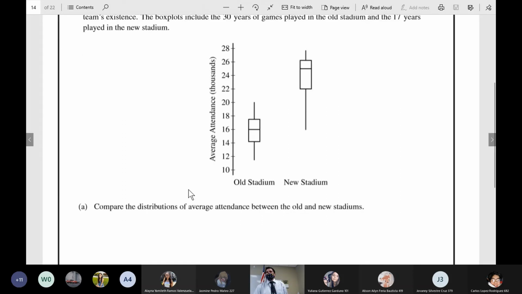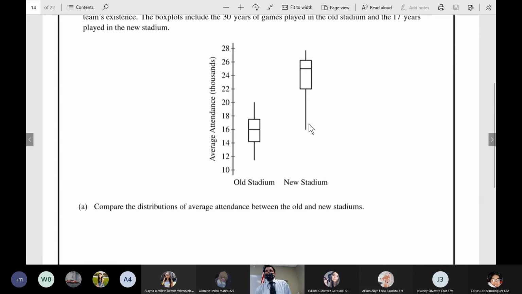So just using the box plots, obviously we're not given our scatter plots yet. We're just doing box plots. We can see the old stadium, we don't have all the data, so we can't say a lot about the shape of the distribution, but we can say it's fairly symmetric, versus the new stadium distribution, which looks slightly skewed. We have a large concentration to the left side if we knock it down horizontally, so it would be skewed to the right.